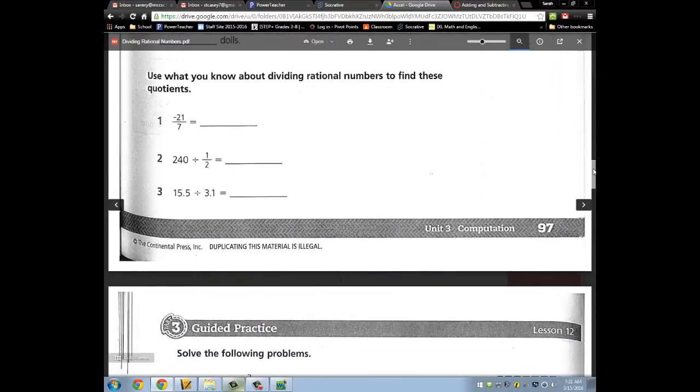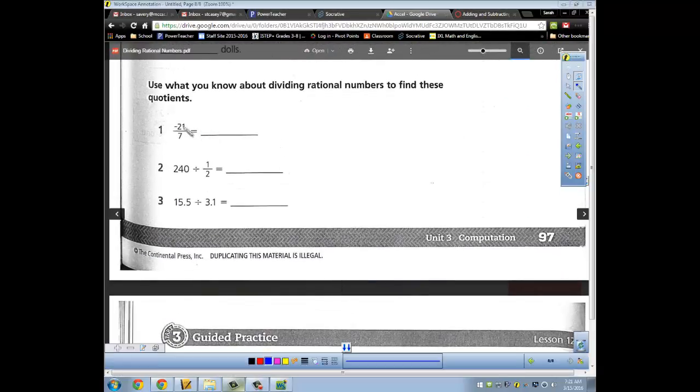Use what you know about dividing rational numbers to find these quotients. So negative 21 over 7. So 21 divided by 7 is 3. It's a negative and a positive, which gives me a negative. 240 divided by 1/2. That's the same thing as 240 divided by 2, which we can divide pretty quickly. Okay, so we get 120.